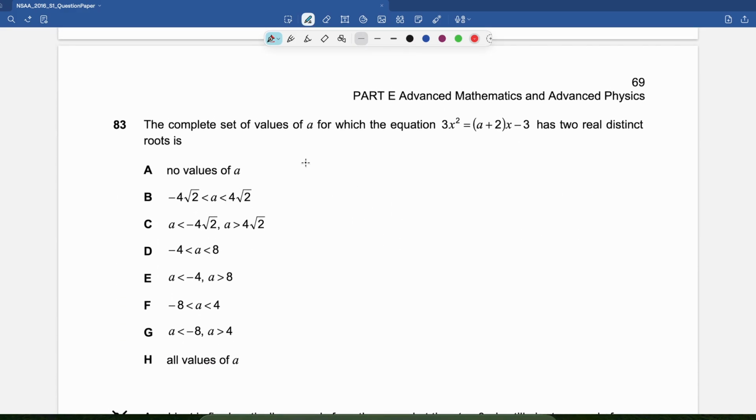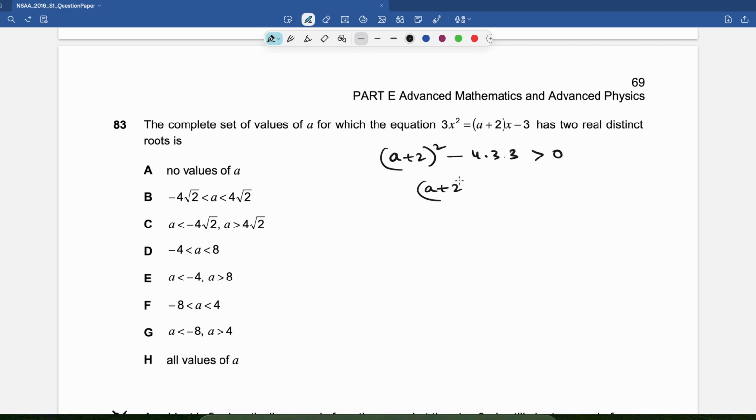Question 83. The complete set of values for which the equation 3x square, okay, again, quadratic equation. So b square minus 4ac. So this is a plus 2 whole square minus, if I bring that 3 to the other side, I'll end up with a plus 3, right? So 4ac would be 4 times 3 times 3. This should be greater than 0, two distinct real roots.